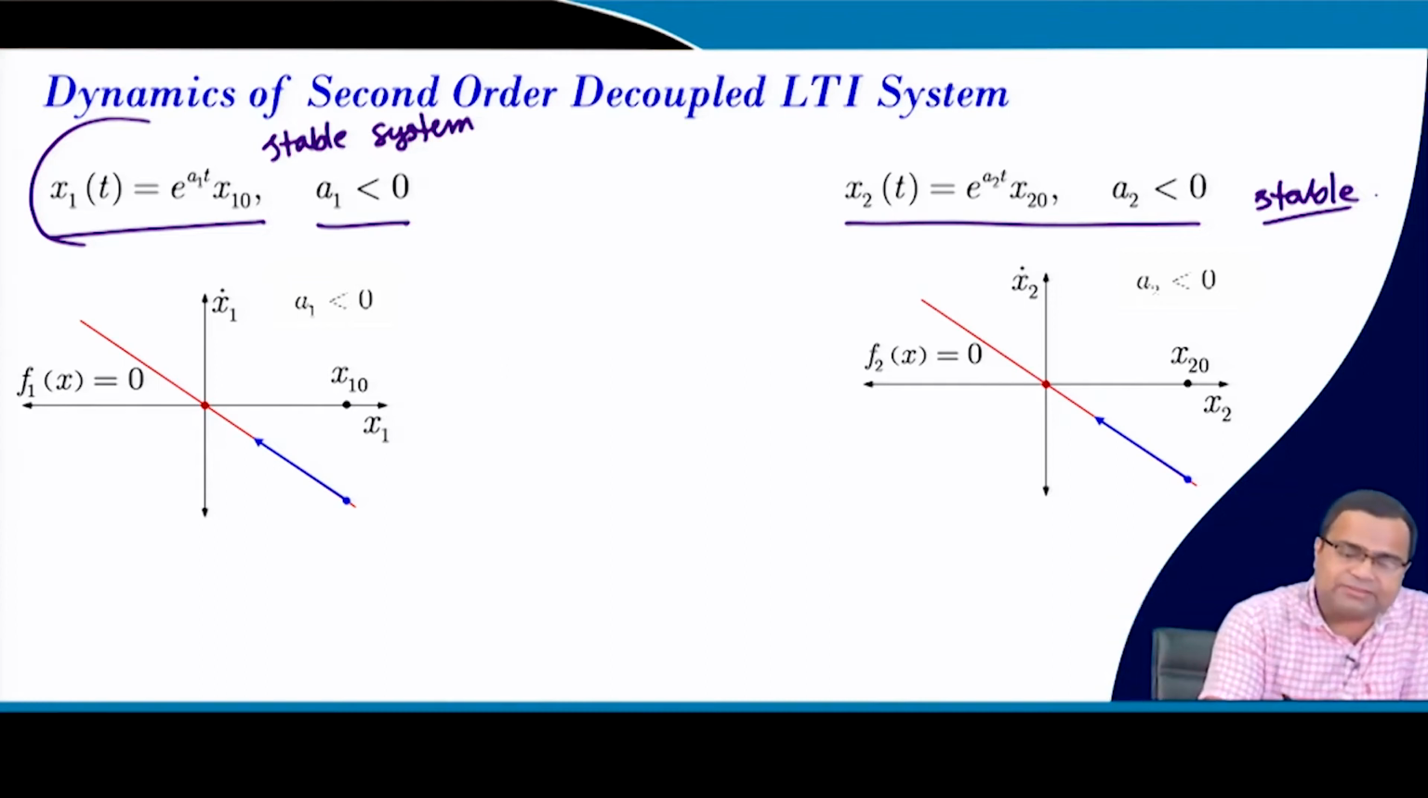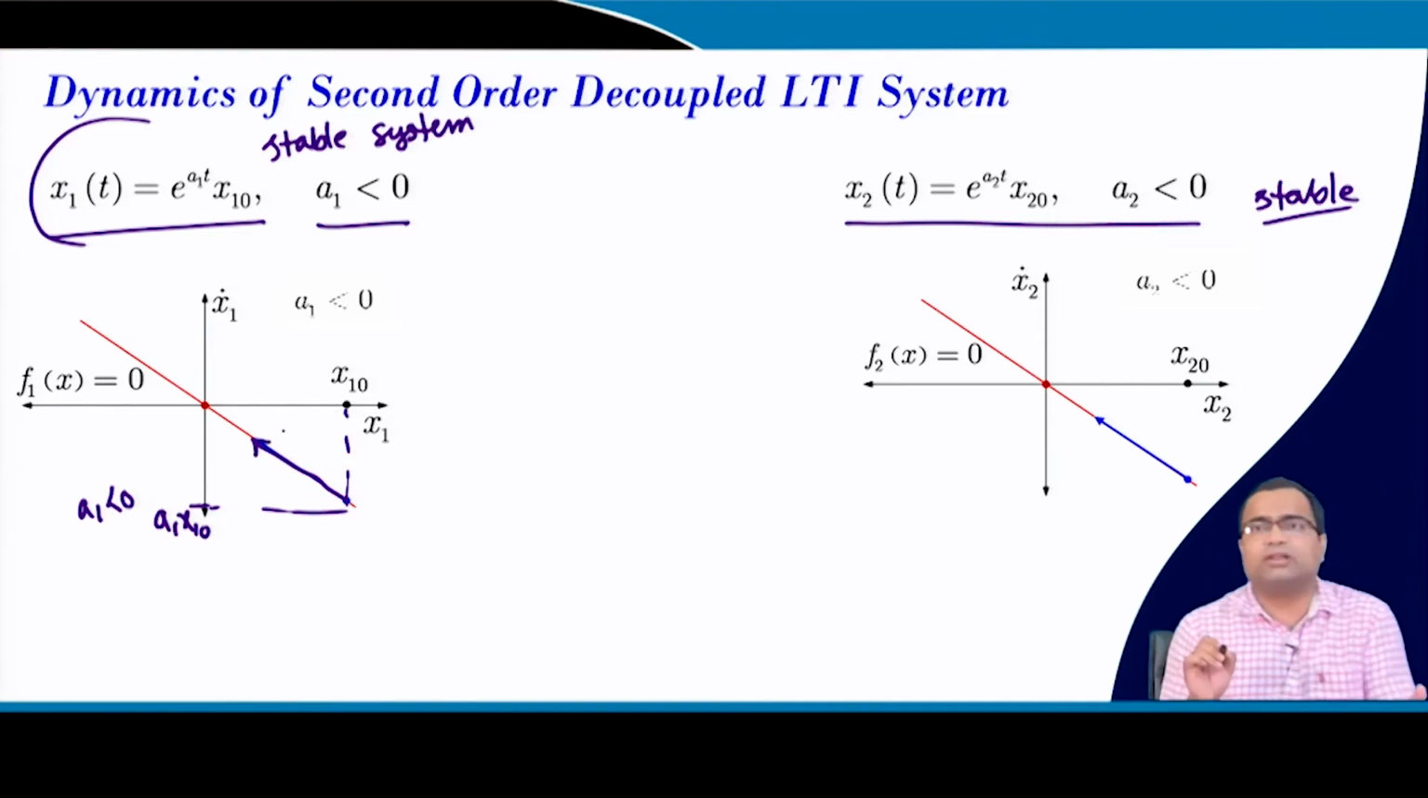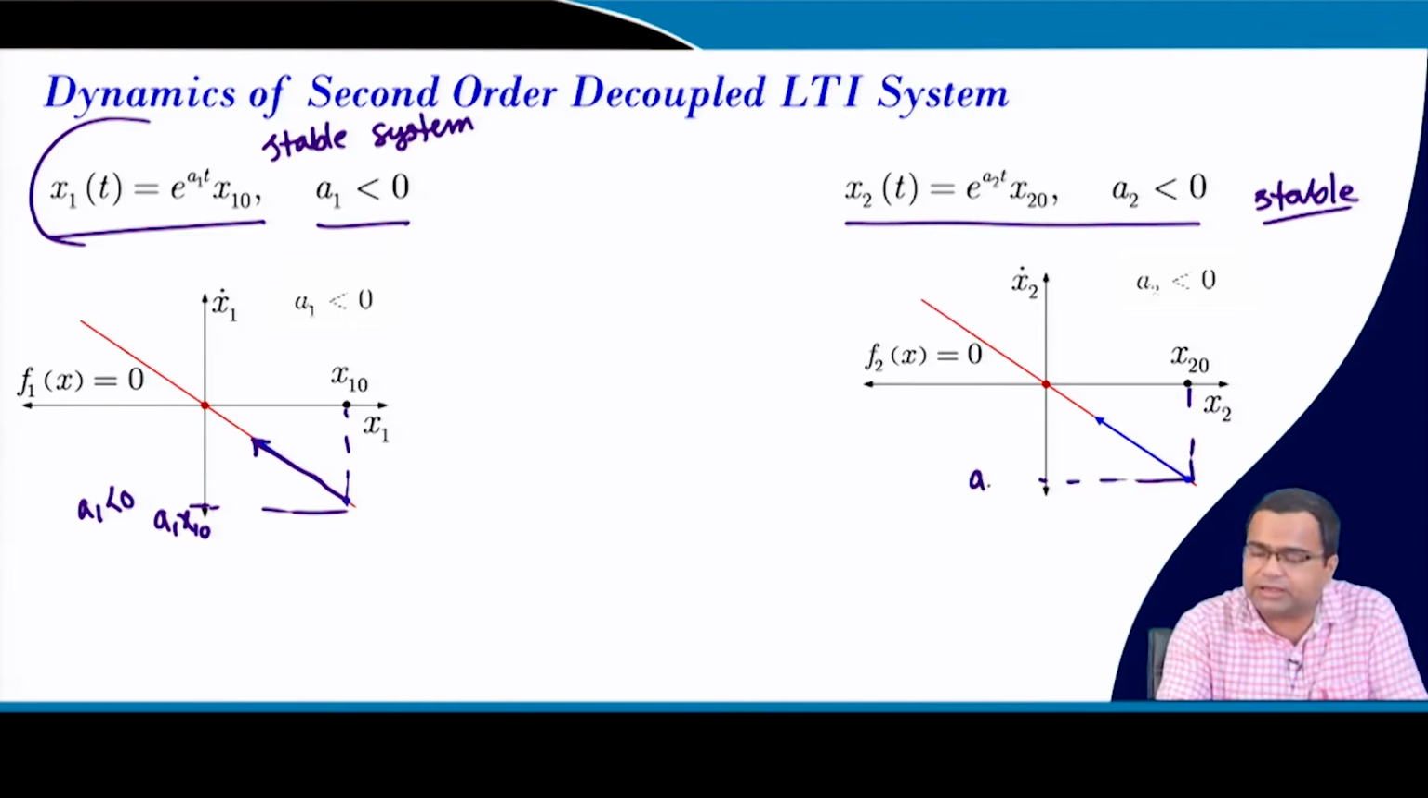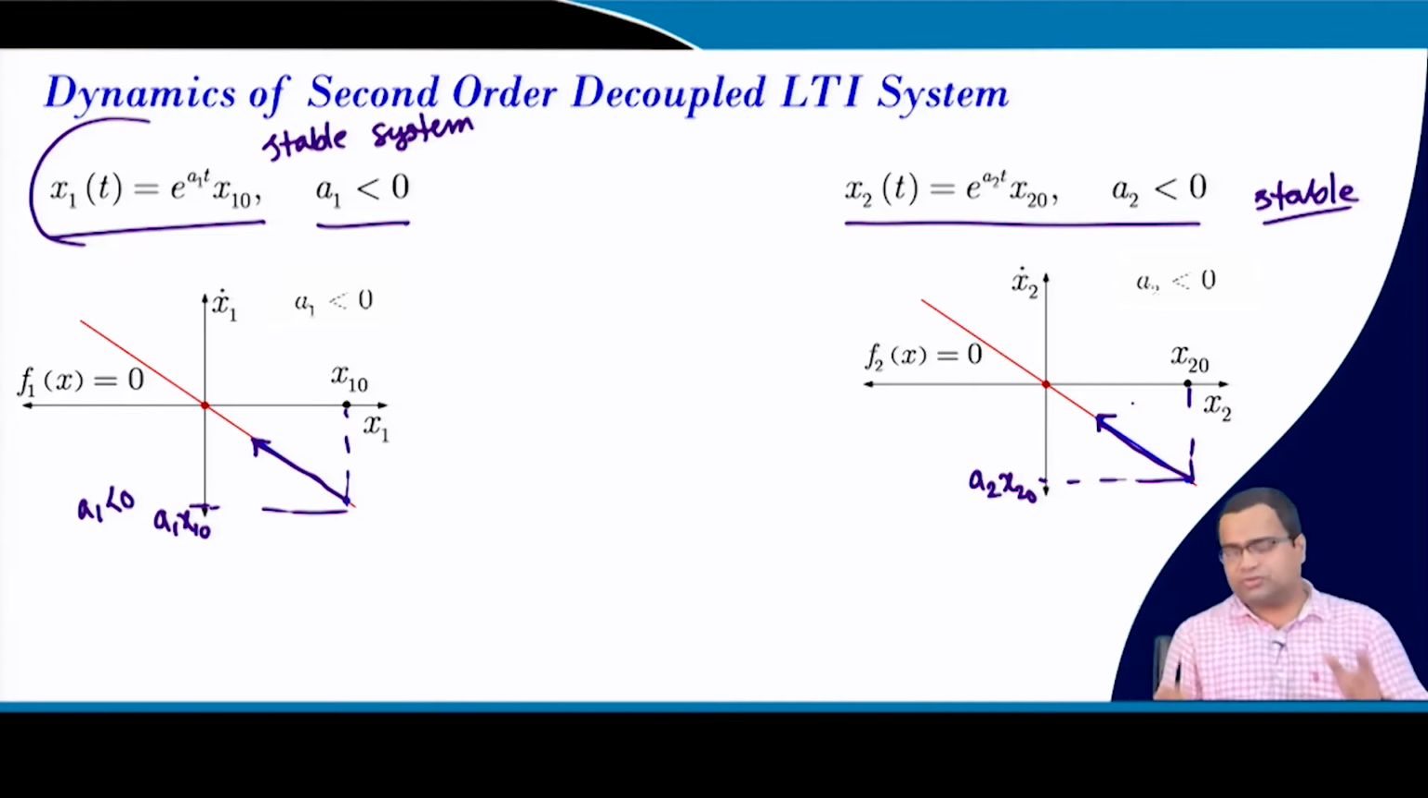And we know for the individual vector field, if we start with x1 0, since A1 is less than 0, that means this is my A1 x1 0, so the point will move along this line, this is well known. Similarly, if we take this one, that means this is my A2 x2 0, again this will move along this line and in both cases stable, so they will approach towards the origin.